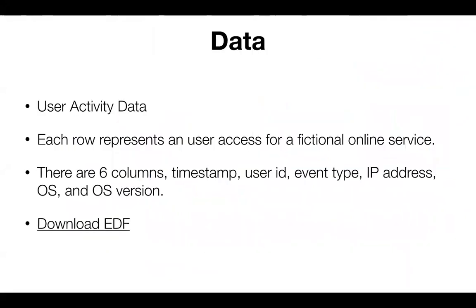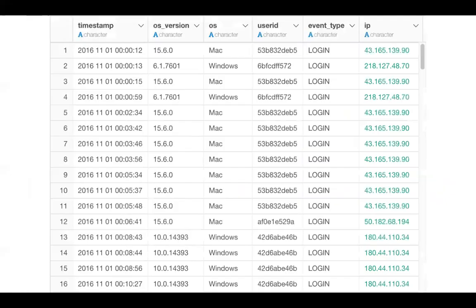To demonstrate, I'm going to use user activity data. It represents user access to a fictional online service. Think of it as like a Facebook or Twitter or a mobile app or whatever that is. It's kind of like a log file, and there are a couple of columns, and I'm going to describe that later. After this session, I'm going to share the slides, and there's a link where you can download that EDF and import it as well so that you can do the hands-on.